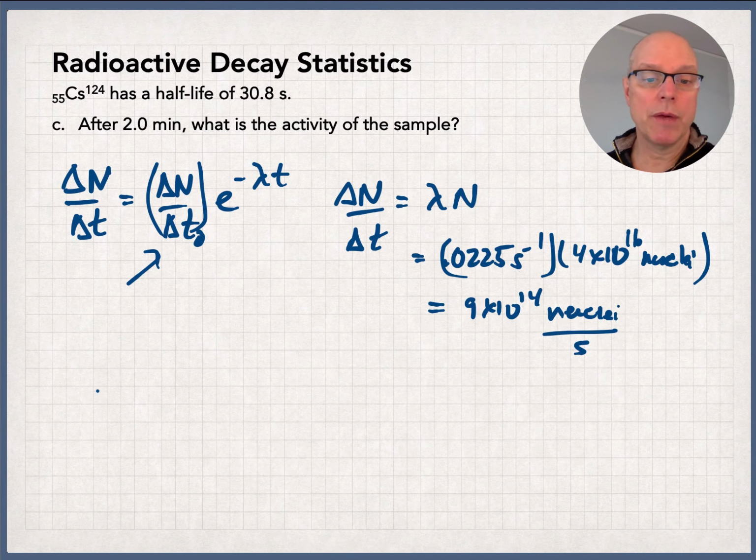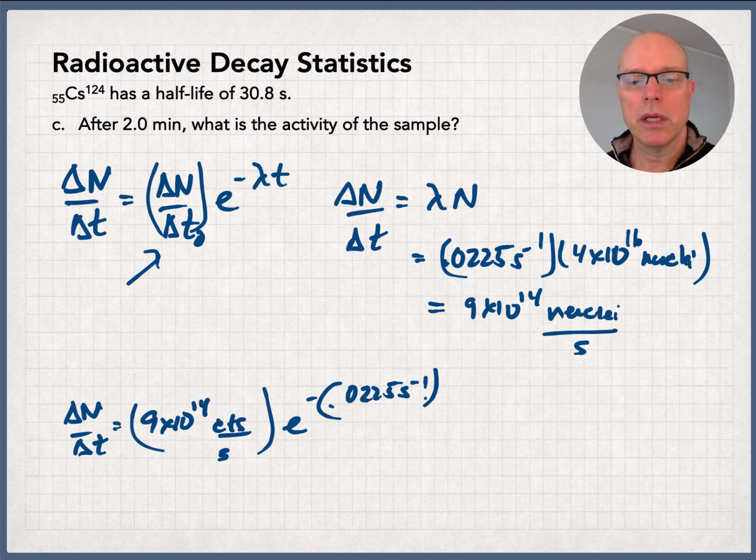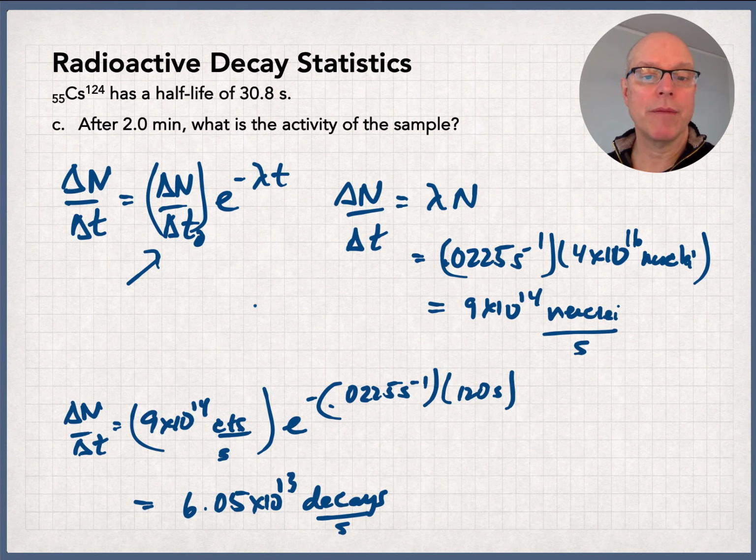And so same thing you just saw me do a second ago. The decay rate now is going to be the same thing we just had, 9 times 10 to the 14 counts per second, let's call it, because it's easier to write, times e to the negative 0.0225 seconds to the minus 1 times 120 seconds. And they made this easy by reusing the time, didn't they? And you end up with 6.05 times 10 to the 13 decays per second. And that's what happens, as over time the activity of a radioactive sample will decline just as the nuclei are.